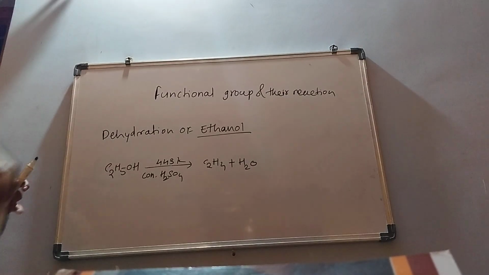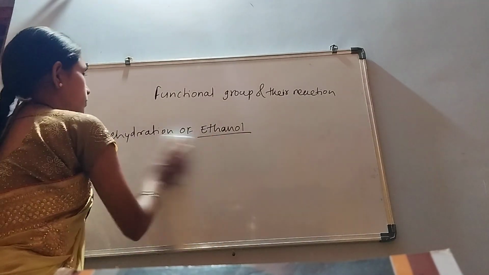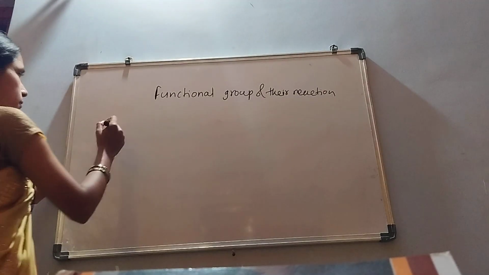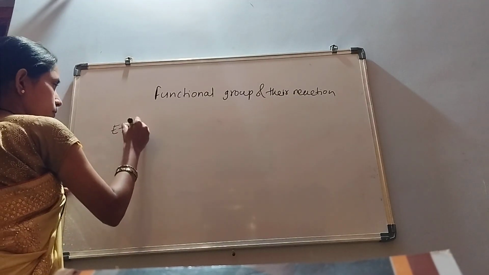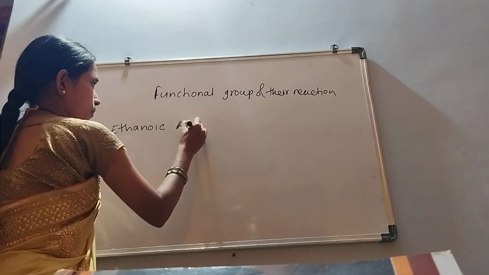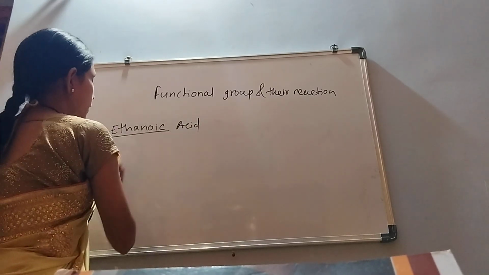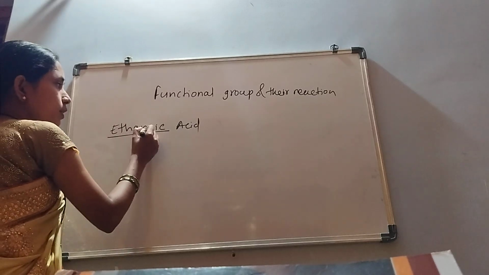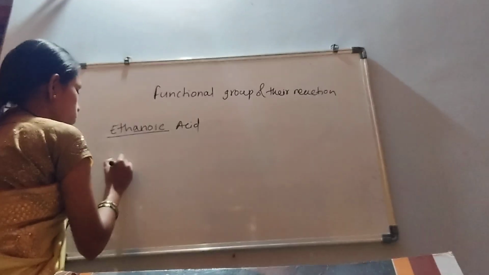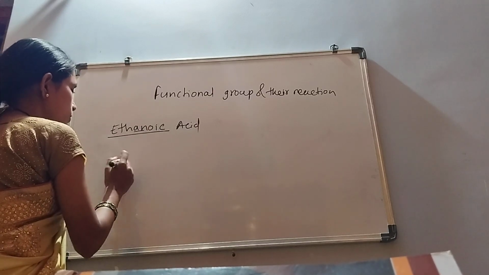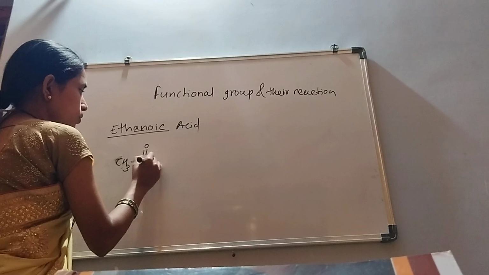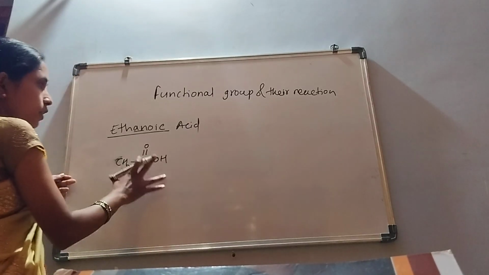Next we will discuss ethanoic acid. By the name only we can define that. Eth means two carbons, an means it has a single bond, and oic means it has a carboxylic group. So CH3 C double bond O OH, this is called ethanoic acid.